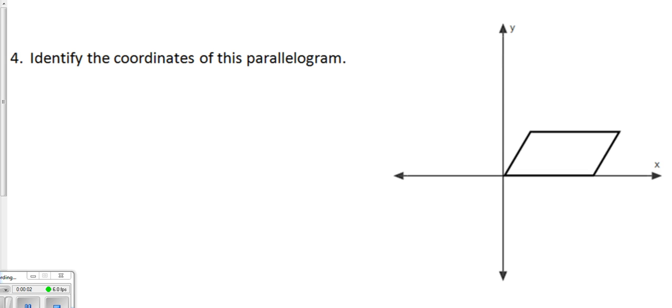All right, and now we have our last video for Unit 4. Our first question asks us to identify the coordinates of this parallelogram. Well, obviously, this first corner is at the origin, at 0, 0.